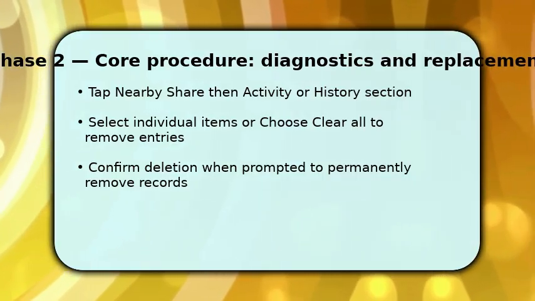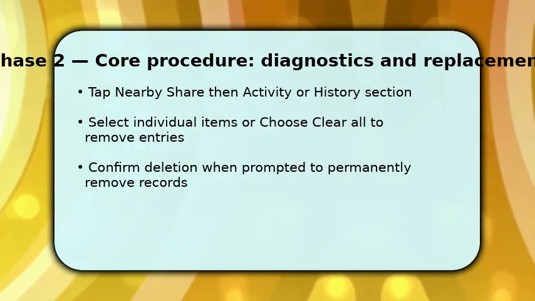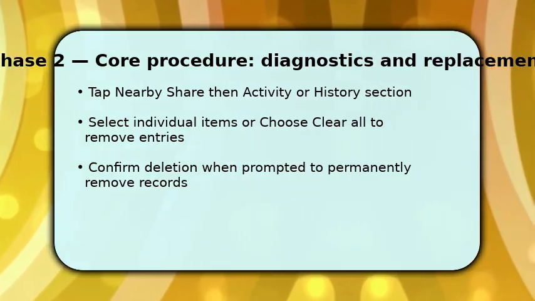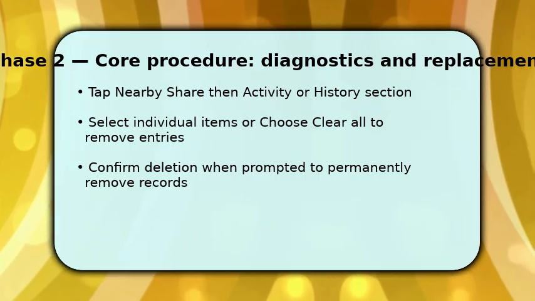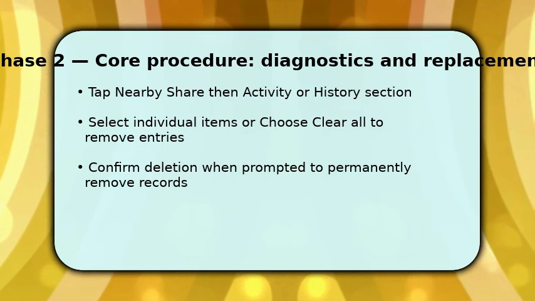This both removes visible records and severs local references so they don't show up in future lists. Once done, double-check the list. If entries persist, repeat the Clear All action and restart settings to refresh the view.